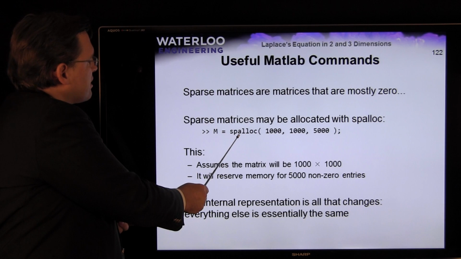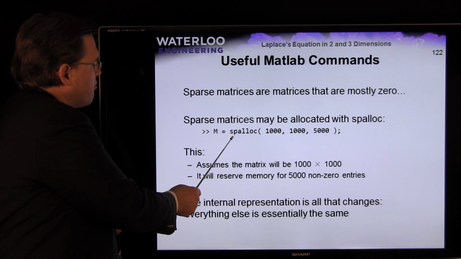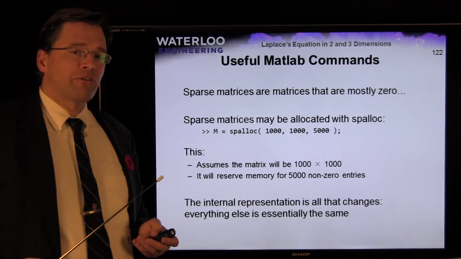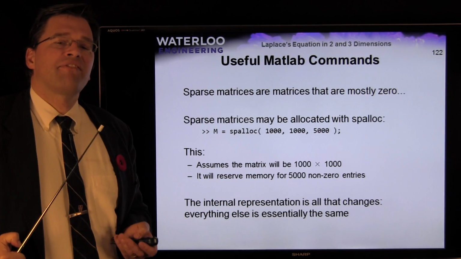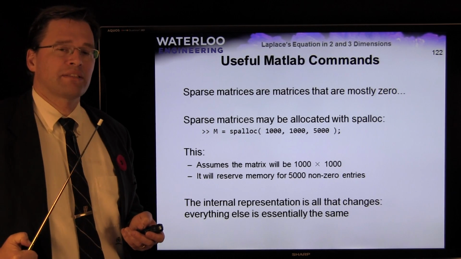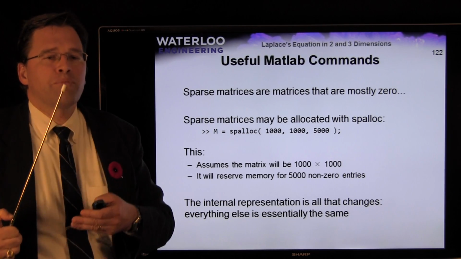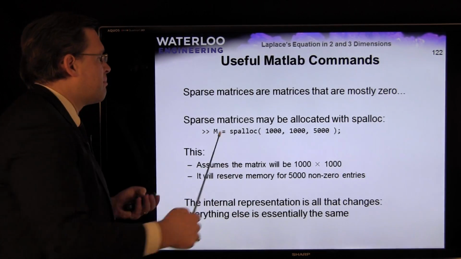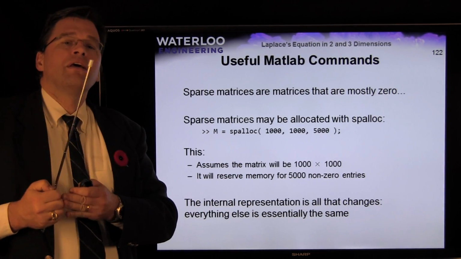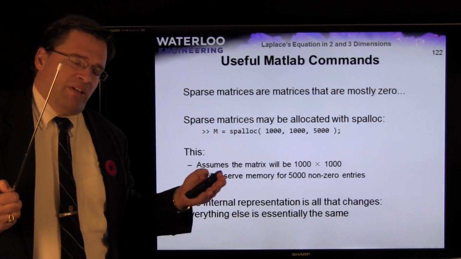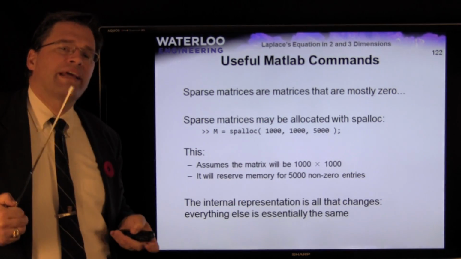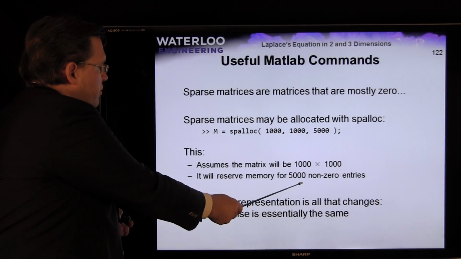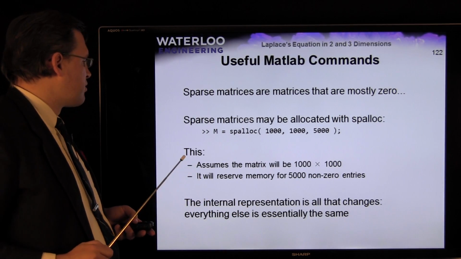So this allocates memory for a sparse matrix that is 1,000 by 1,000, and we're going to reserve memory for up to 5,000 non-zero entries, at least initially. If you assign more than 5,000 entries, and that's not that hard because it's a million by a million, it has a million entries in it, if you go over, then it will allocate a little bit more memory for you. But in this case, we have a 1,000 by 1,000 matrix, and it has 5,000 non-zero entries.